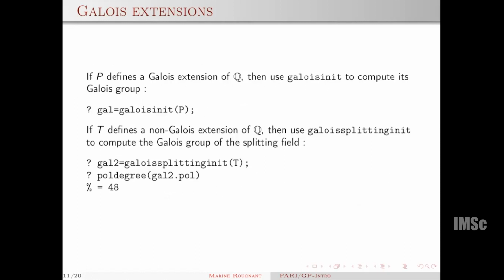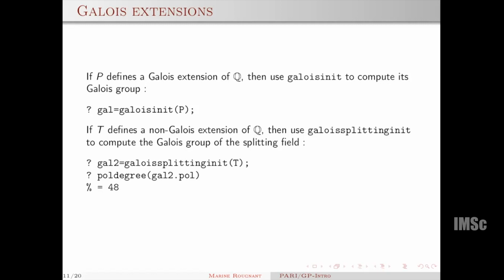These names, yeah. So once you know whether your extension is Galois or not, you may want to do some computation with its group. For that, you need to use galoisinit. You will see other functions with init in the name to initialize a structure. So here you're initializing the Galois group of P. In the output, you have a lot of information. You have 8 items. We'll see that in the next slide. And it contains a lot of information on the group.